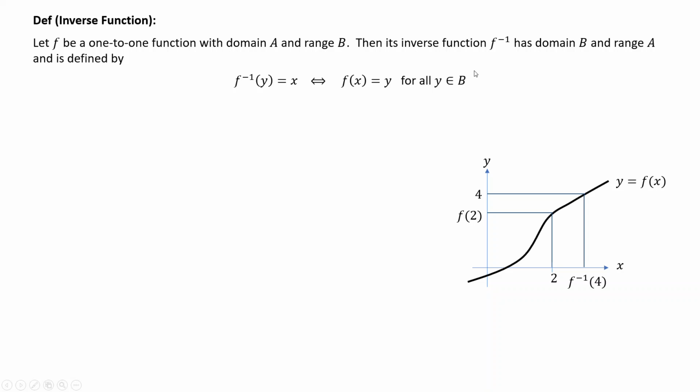Okay, let's try to understand this one. F inverse of y is equal to x if and only if f of x equals y for all y in B. The if and only if, what it actually represents is, we should be able to read this as, if f inverse of y equals x, then f of x equals y for all y in B. If the left-hand side is true, then the right-hand side of this biconditional is true. And at the same time, if the right-hand side condition is true, then the left-hand side condition must be true. That is, if f of x equals y for all y in B, then f inverse of y must be equal to x. That's the definition of an inverse function.